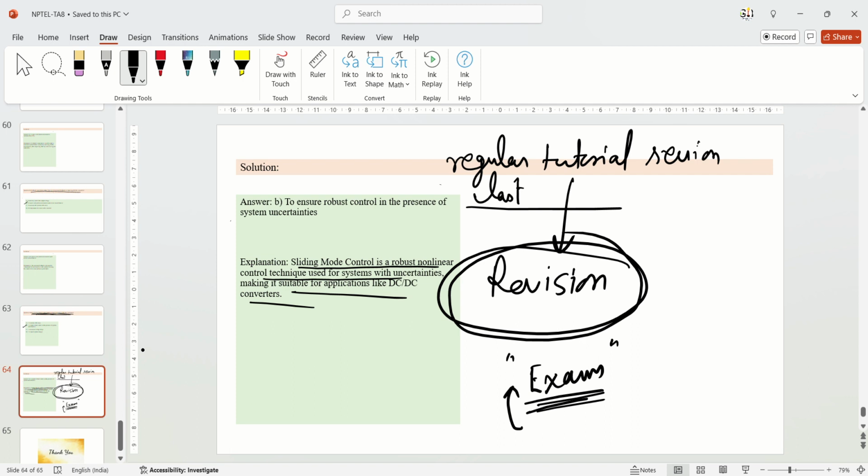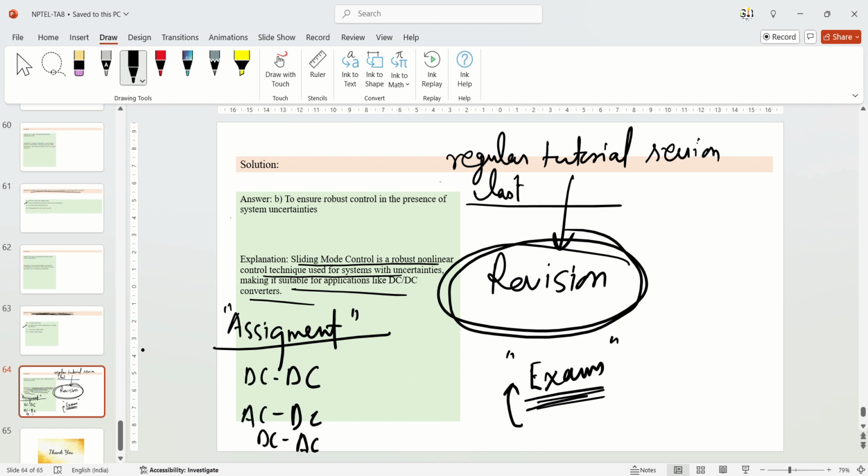And you also have to remember a few things related to the exams, that you should try to solve the assignments very carefully. Here I have given the deeper questions, but you should go with the easy questions as well, such as DC to DC converter basics, AC to DC converter basics, and DC to AC converter basics. If you have the knowledge of the basics, then you can solve any of the questions.